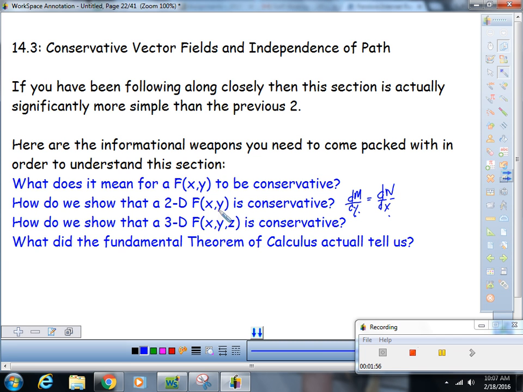How do we show that a 3D function is conservative? Its curl is 0. Excellent. And we'll talk about that a little later, okay? What's another way to show that either one of them is conservative? Just demonstrate that they were born out of some potential function. Find that potential function. Okay, that's going to be the key to understanding this section. And we'll tie that into the fundamental theorem of calculus. So let's start with that.